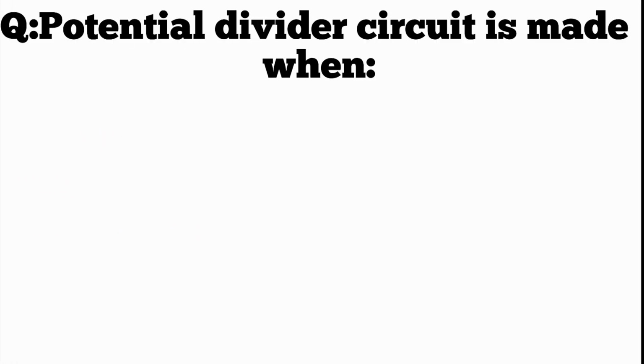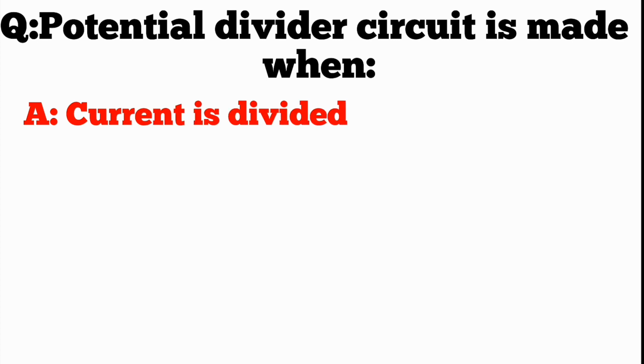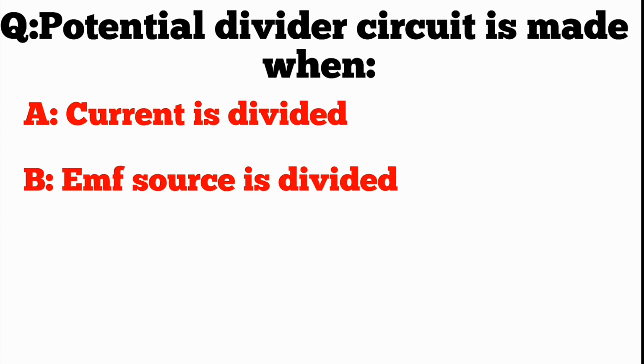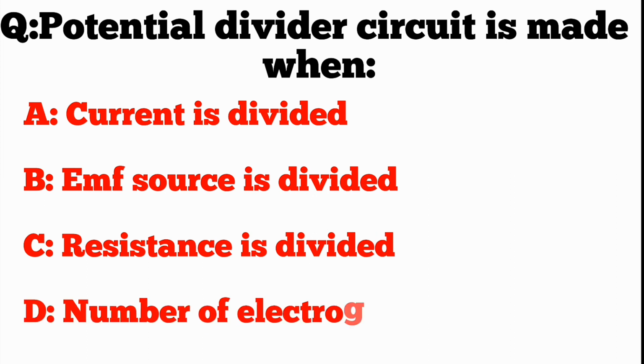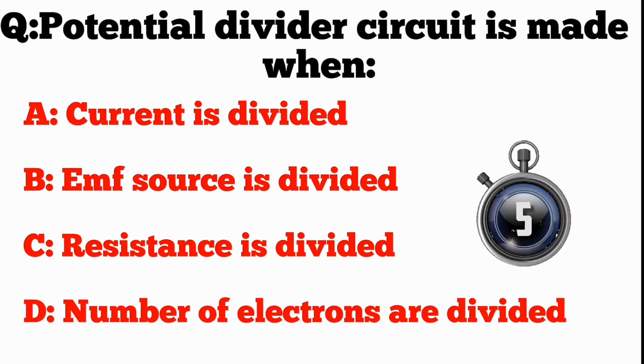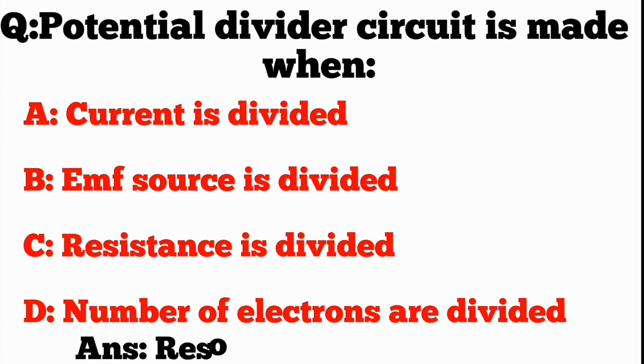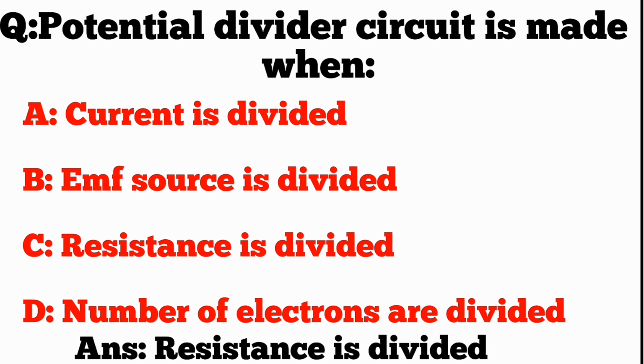Q. Potential divider circuit is made when A. Current is divided, B. EMF source is divided, C. Resistance is divided, D. Number of electrons are divided. Ans. Resistance is divided.